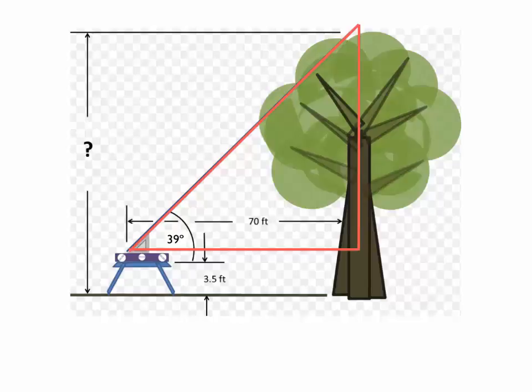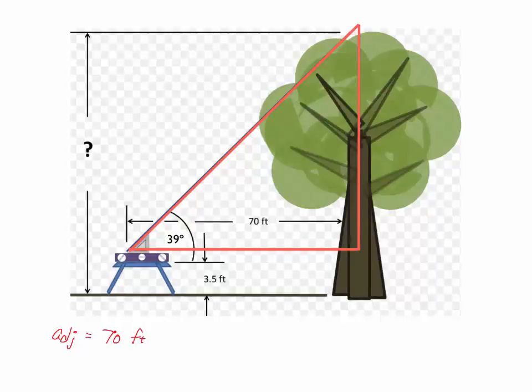And what do we have? So we have this angle. And then we got to decide of adjacent, hypotenuse, and opposite. What do we know? What do we want to know? So we've got this angle 39. We know adjacent, right? The adjacent is 70 feet.